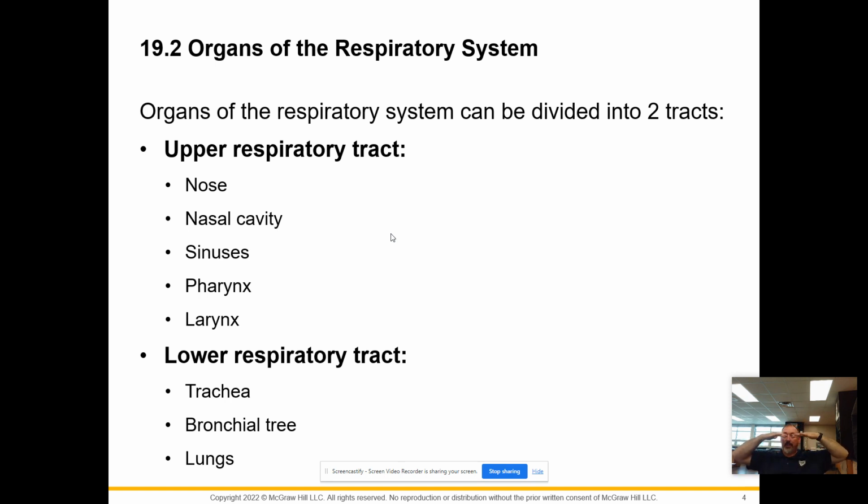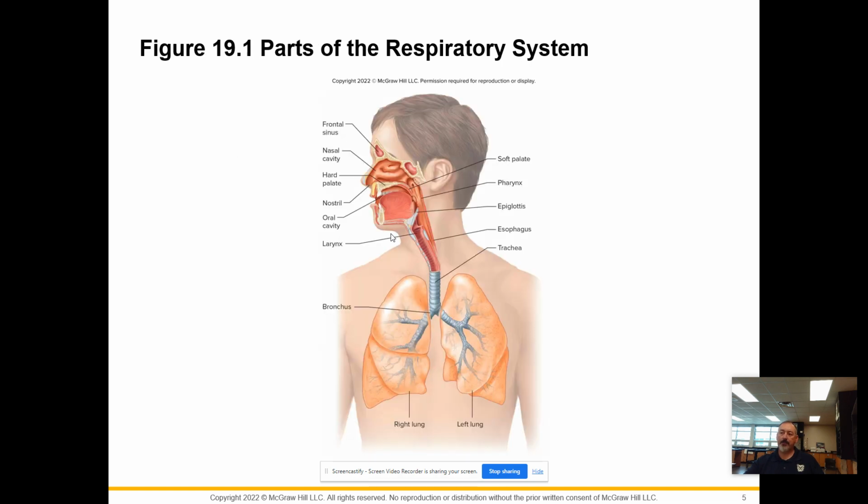So as air flows in, it's going to continue down to our lungs. And so you're going to have an upper portion, which is the upper respiratory tract, and a lower respiratory tract. The upper respiratory tract includes the nose, nasal cavity, sinuses, pharynx, and larynx. The lower respiratory tract is going to be the trachea, bronchial tree, and the lungs. Here is a cross section to show that.